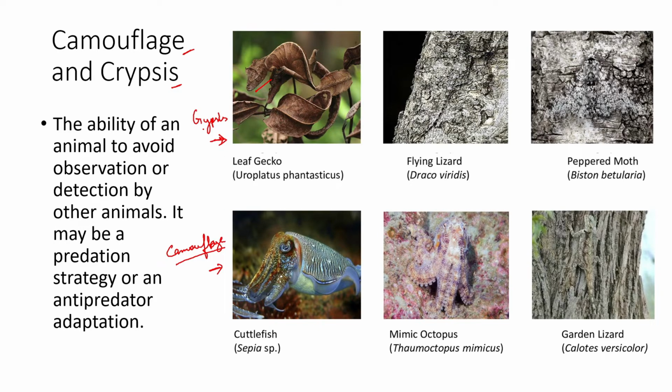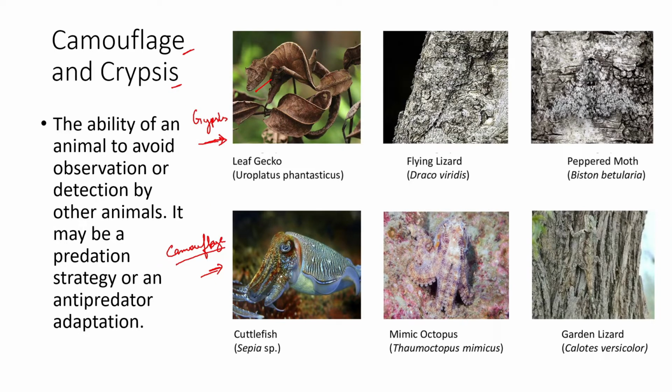Crypsis is blending with the background, looking like the background. Camouflage is blending as well as changing with respect to background. So these cuttlefish, mimic octopus, and garden lizard, they change their forms or colors with respect to the background, and that helps in blending in with different environments. So that is the sort of response which is different with respect to crypsis and camouflage. So camouflage is also kind of crypsis, but camouflage is dynamic.